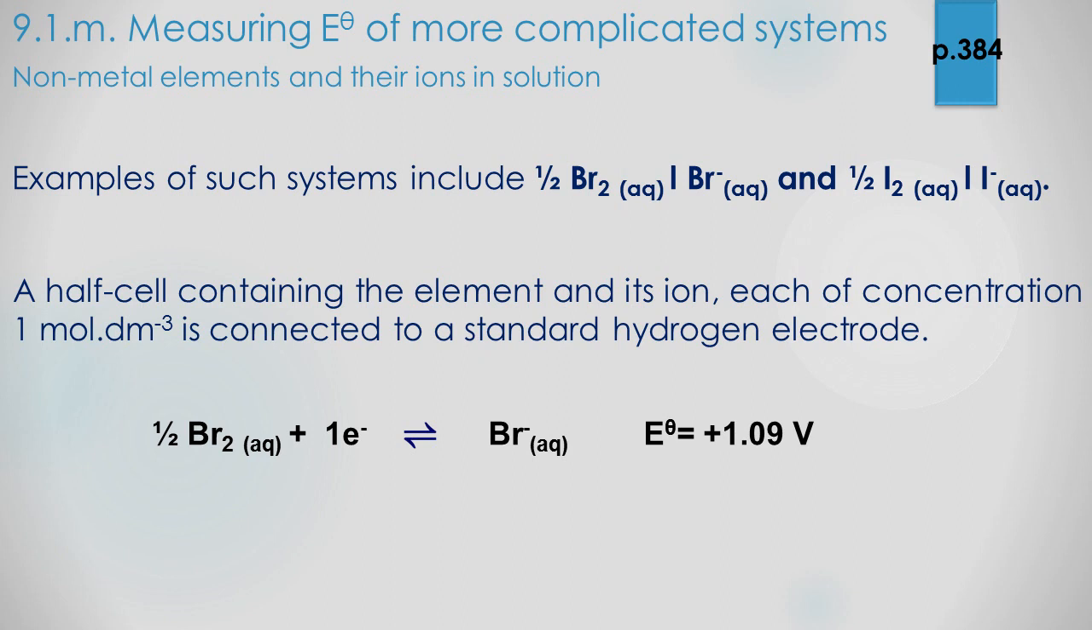As you can see, for half Br2 gaining 1 electron forming Br minus, E0 is positive. Therefore Br2 has a high tendency to gain electrons, and it is a good oxidizing agent. Similarly, iodine plus 1 electron forming I minus is positive, but not as positive as for the Br2/Br minus couple. Therefore, Br2 is a better oxidizing agent than I2.